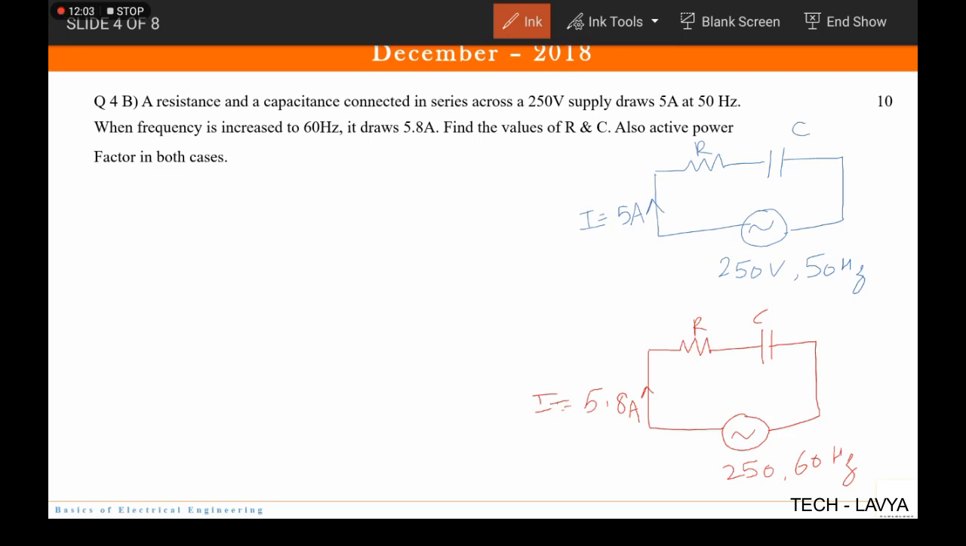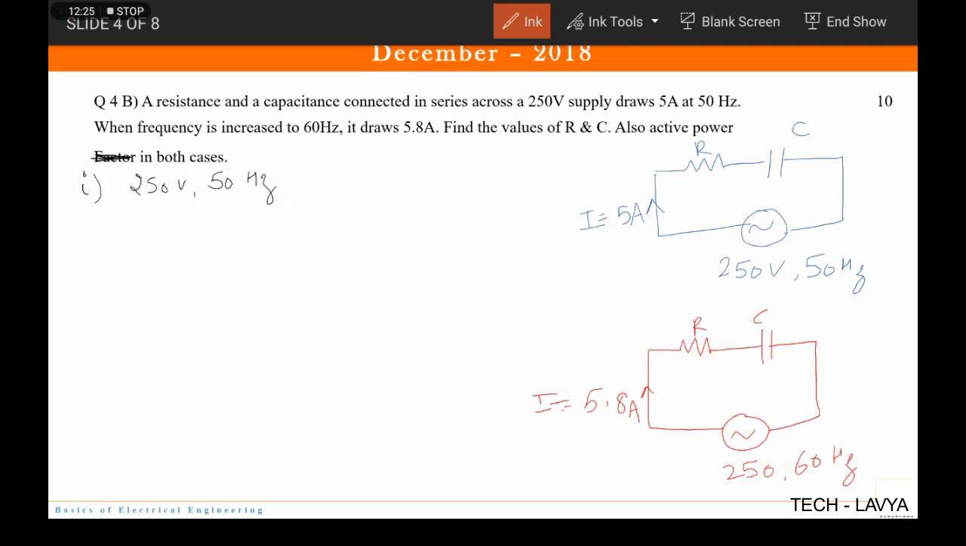I think there is a mistake. It is not power factor, it is power in both the cases. Fine. So it is actually power in both the cases, right? Fine. So what we will be doing is, first let us consider 250 volts, 50 hertz.